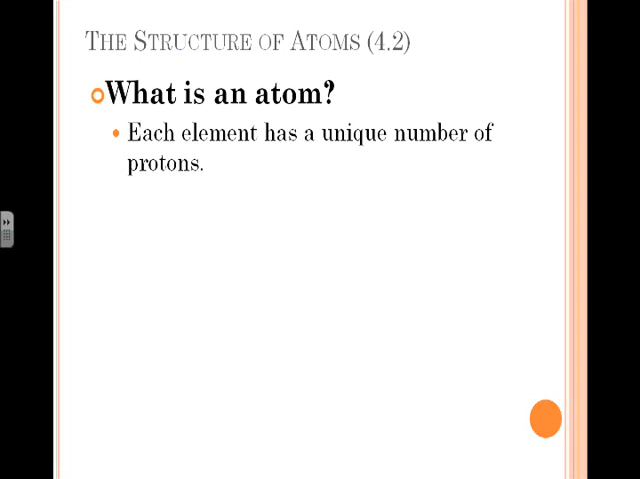Now, when you're looking at your periodic table right now, look at each individual box. Each individual box represents one type of element, and each one of those has a unique number of protons. What you need to know is that if the protons change, the element changes. You cannot have a helium atom with one proton because hydrogen is one. Each element has its own unique number of protons.